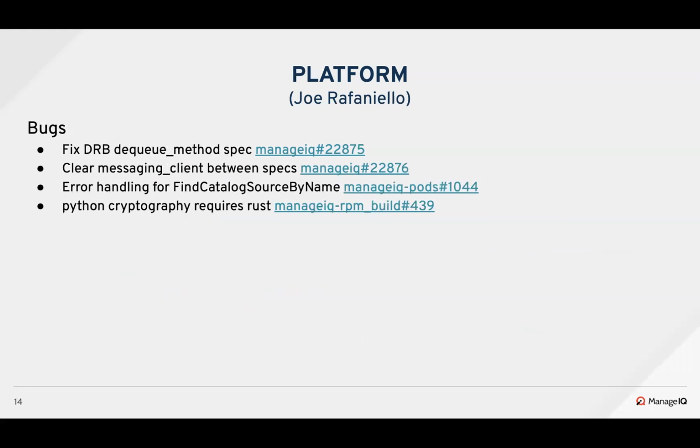For platform bugs, Nasir fixed the repeated messaging connection attempt bug in a DRb dequeue method spec following the configuration changes needed for enabling Kafka. And when reviewing the prior messaging bug, Jason found that our tests were not clearing the cached messaging client between specs, so he fixed that. Next, Nasir added error handling when a catalog source is not found. And Brandon added the cargo package, which is needed for Python cryptography. Next slide.